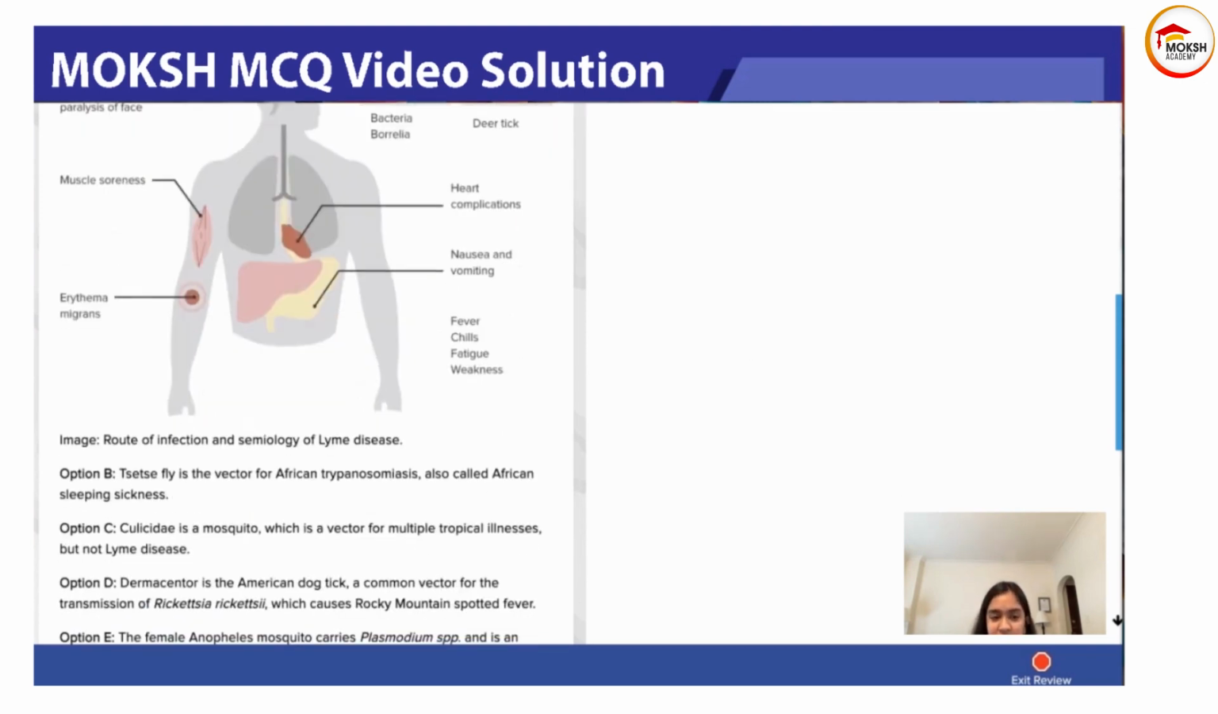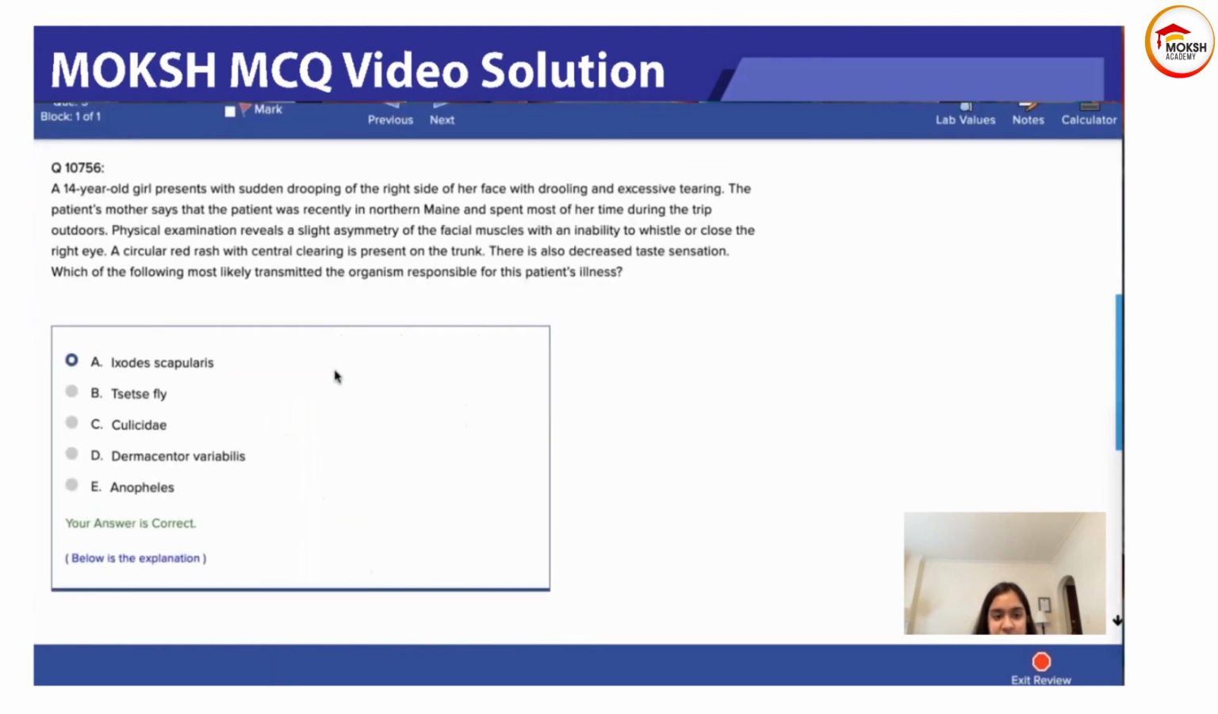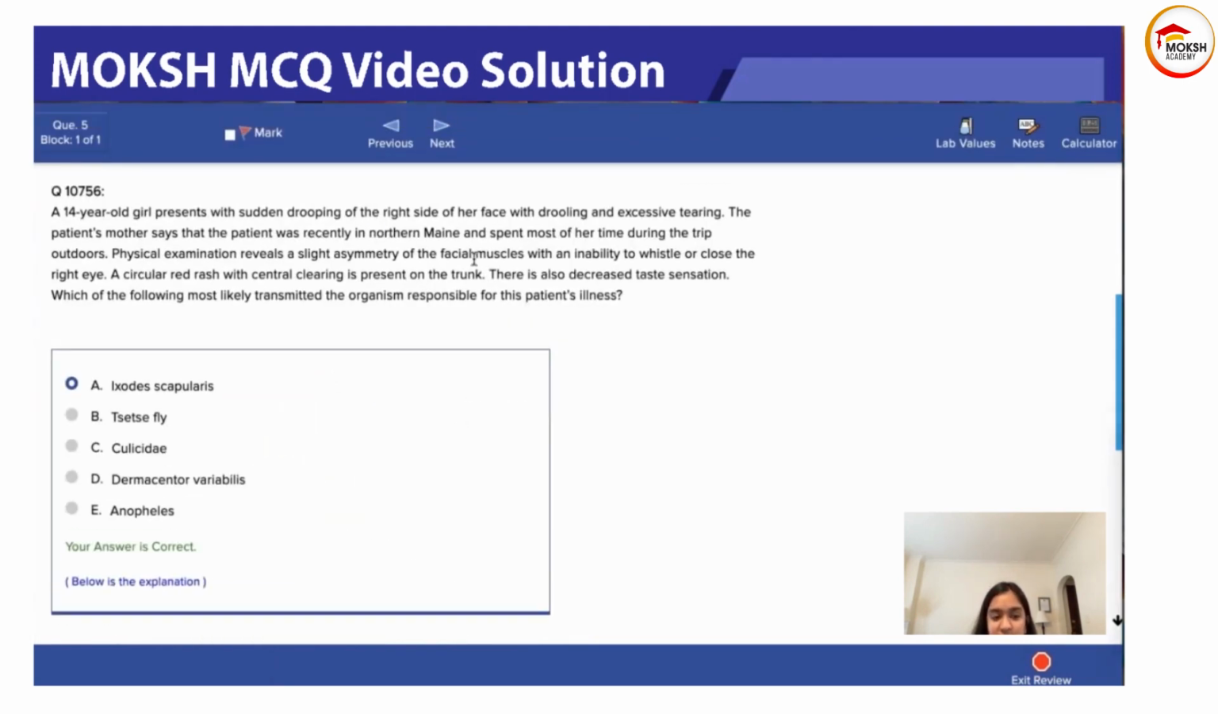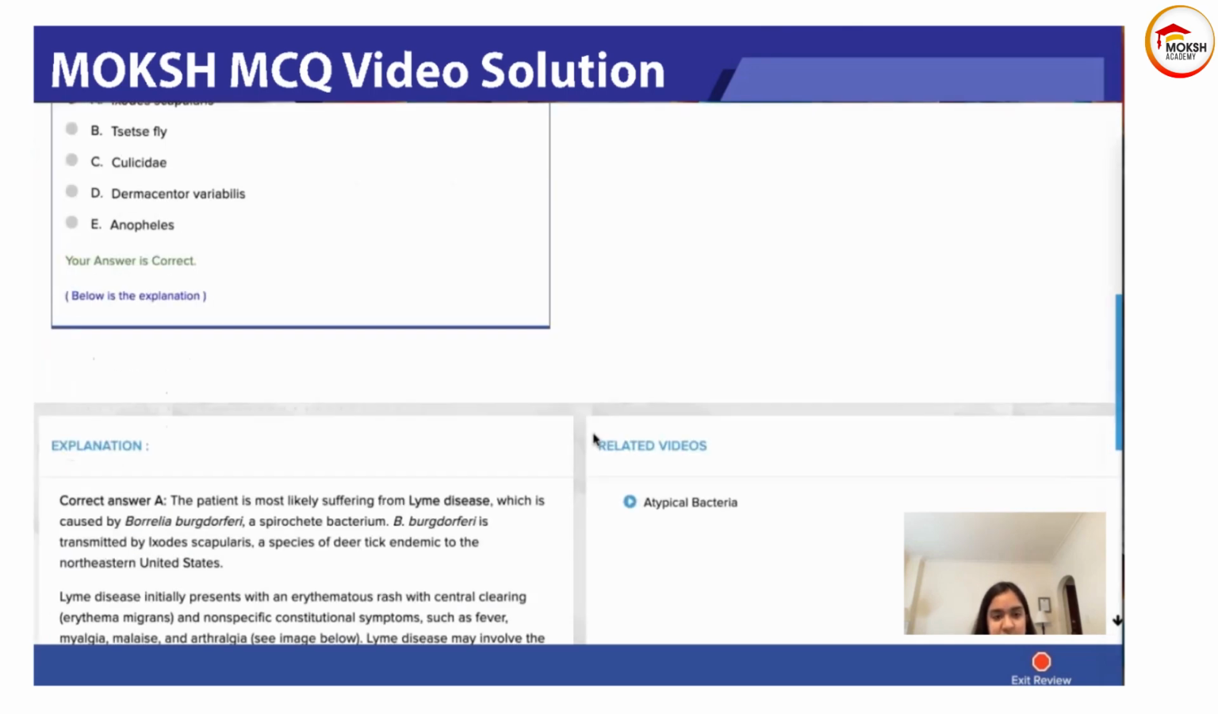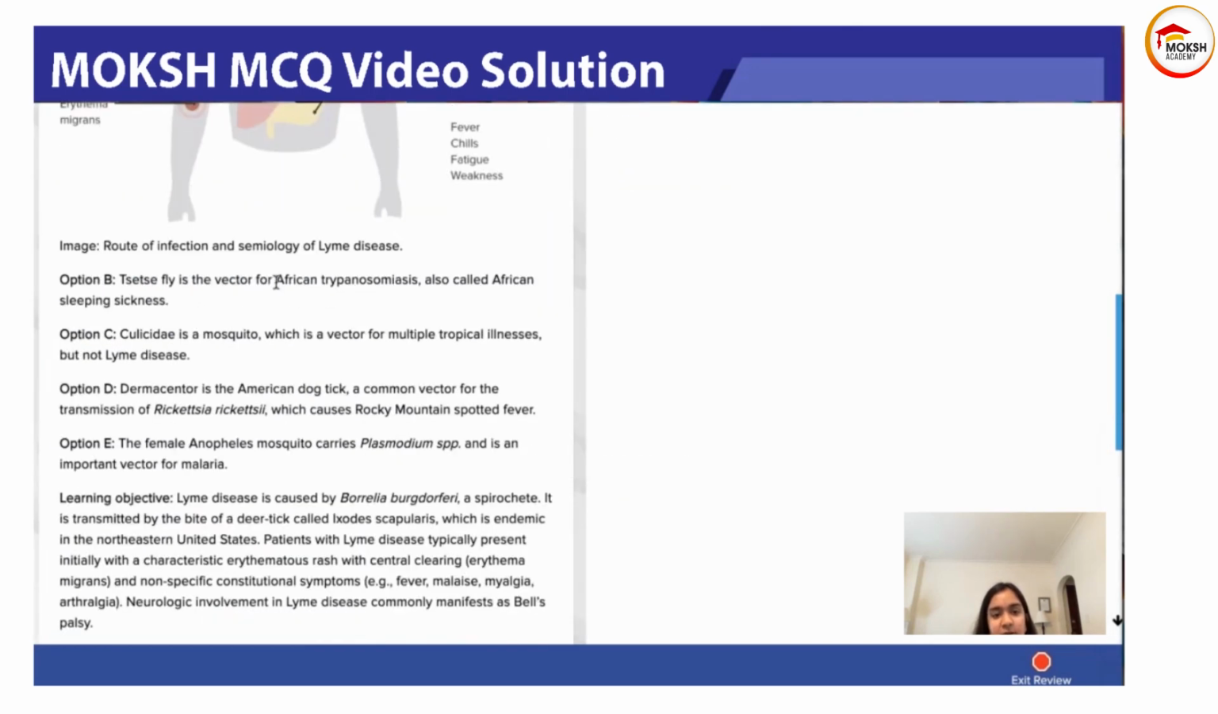I think someone had answered tsetse fly. This presentation of the rash with facial nerve involvement is very typical of Lyme. The tsetse fly is the vector for trypanosomiasis, so just keep that in mind. Culicidae is a vector for multiple tropical illnesses. Dermacentor, the American dog tick, is a vector for Rickettsia, which causes Rocky Mountain spotted fever. And the female Anopheles mosquito, you all know, causes malaria.